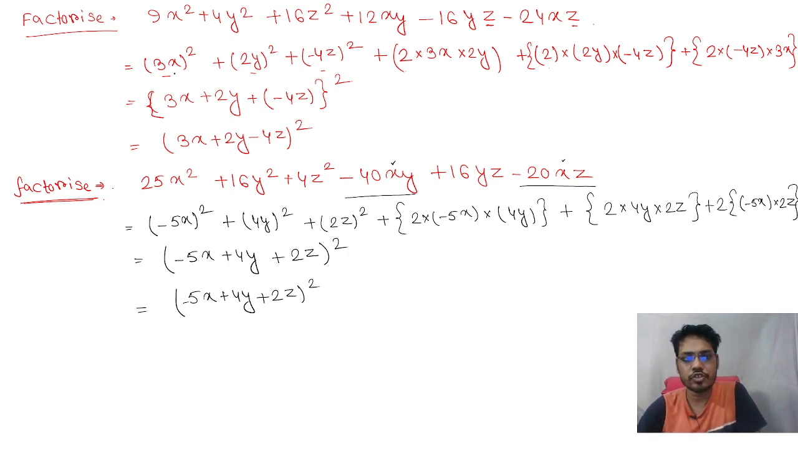So you can write 9x square as 3x whole square, 4y square as 2y whole square, and 16z square as minus 4z its whole square, because we know that z must be negative, plus 2 into 3x into 2y plus 2 into 2y into minus 4z plus 2 into minus 4z into 3x. That is a form of a square plus b square plus c square plus 2ab plus 2bc plus 2ca. That is a plus b plus c whole square. So that is 3x plus 2y plus of minus 4z its whole square. That means 3x plus 2y minus 4z whole square.